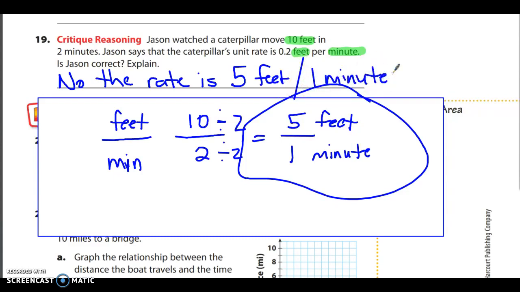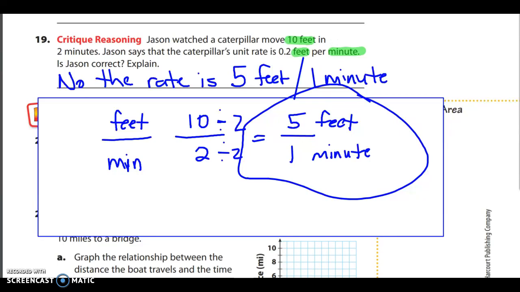And if you wanted to explain further, if you haven't noticed this yet, what did Jason do? He set it up upside down. He put the 2 over the 10. And 2 divided by 10 is 0.2. But then he would have been calculating the minutes per foot, not the feet per minute. So he kind of got the words in the right order, but the numbers in the wrong order. So the words determine the order of the numbers.